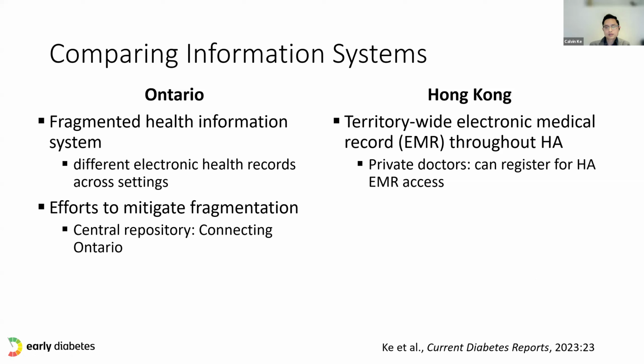A unique aspect of Hong Kong is that they have a territory-wide electronic medical record. So because everything is governed through the HA, any hospital you go to, you have your entire medical record in that chart. And so it's very comprehensive in that sense. Private doctors do not use that chart, but they can actually register for access to that EMR for more complete information. In Ontario, our system, as most of you probably know, is more fragmented, different electronic health records across different hospitals and different clinics, but there are some efforts to mitigate that fragmentation using centralized repositories.